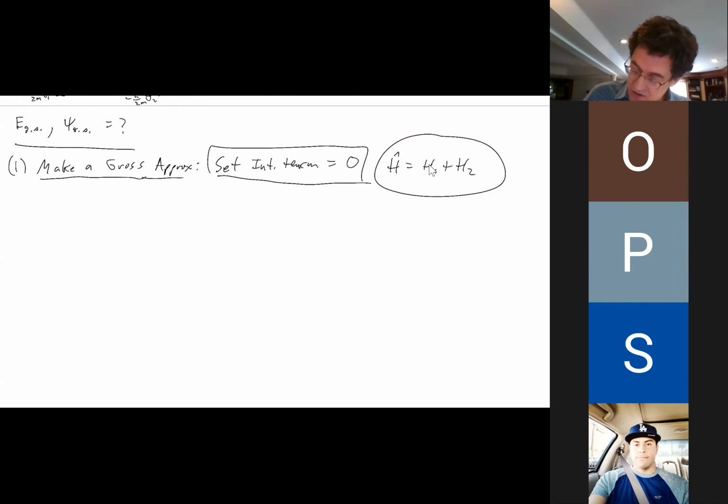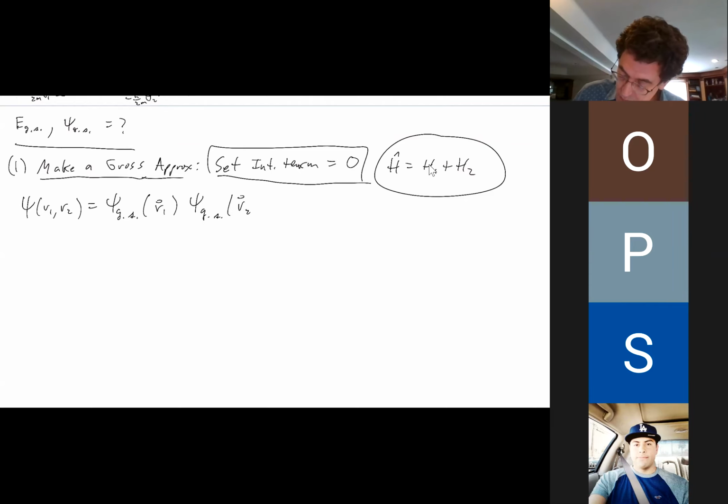And so you know that the wave function psi of r1, r2 is going to be equal to psi of ground state for the one-body problem, r1, psi of ground state of r2, and then you got to do your symmetrization business.